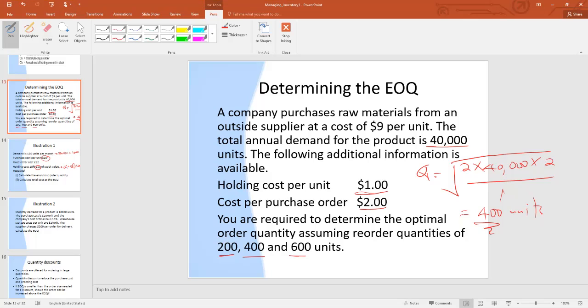They give the cost at 200. But here, don't forget there's no discount supply given, which means we should not include the purchase cost in the analysis, because it is irrelevant. It does not matter, the price you pay is the same, $9, and the units you buy per year are 40,000. So it does not matter what your Q is. The total amount you will be paying to purchase the raw material is the same, 9 times 40,000. That's why we are not going to include the purchase cost when advising the management. So let's do the cost at 200, at 400, and at 600.